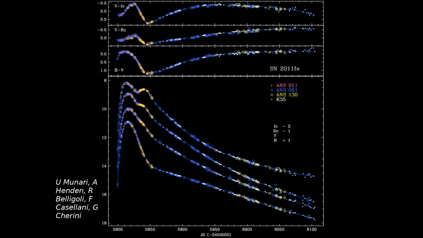And here's the light curves for that supernova. So this is time, Julian days. And here's the brightness of the light in different colours of light. And you can see it reaches a peak quite rapidly, falls off, and there's a sort of kink, and then it falls off much more gradually. And this is characteristic of this type of supernova.